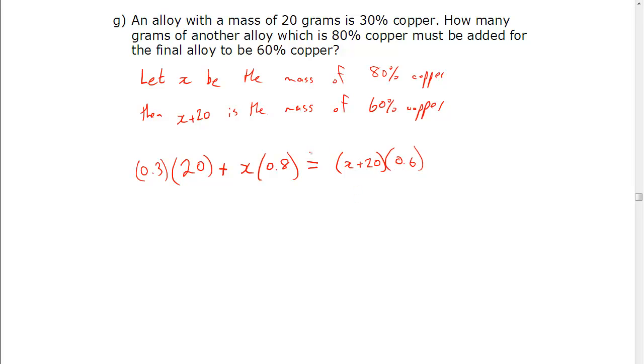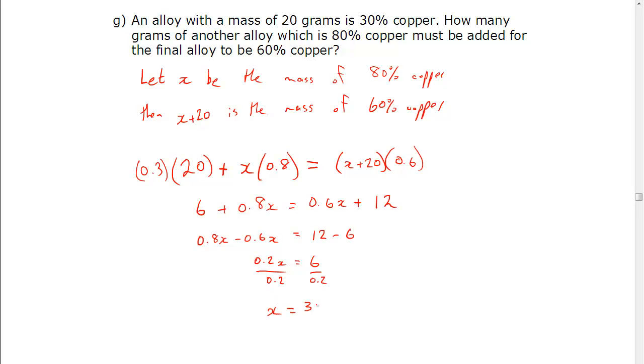Now we have a linear equation in one variable. We can simply solve for X. So 0.3 times 20 is 6, plus 0.8x equals 0.6x plus 12. And rearranging, we get 0.8x minus 0.6x equals 12 minus 6. 0.2x then is 6. And dividing both sides by 0.2 tells us that x is equal to 30.